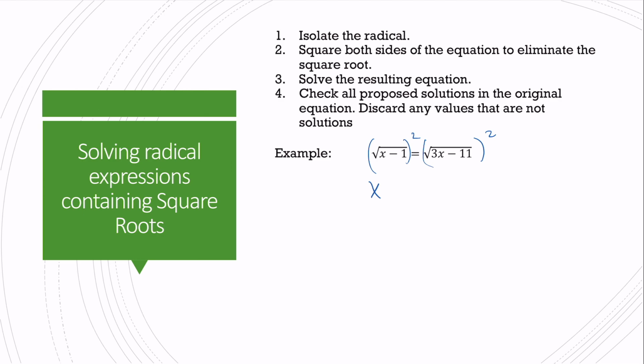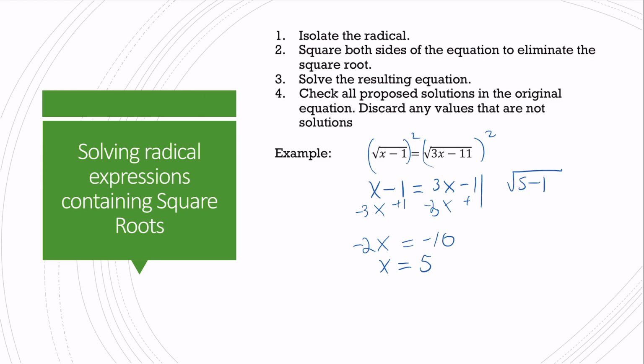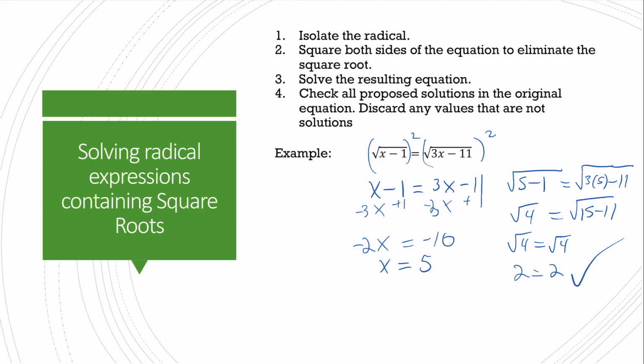So I have x minus 1 is 3x minus 11. Now I can combine like terms. So I have -2x equals -10. So x equals 5, and we plug that back in. So I have the square root of 5 minus 1 equals the square root of 3 times 5 minus 11. So the square root of 4 equals the square root of 15 minus 11. The square root of 4 is the square root of 4. 2 equals 2. Perfect. This is our solution.